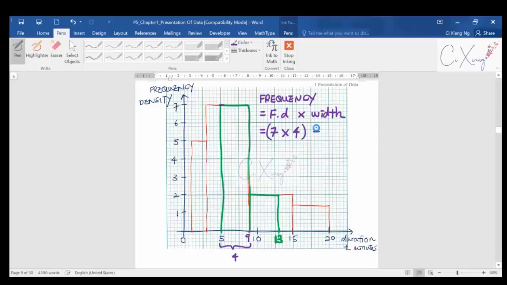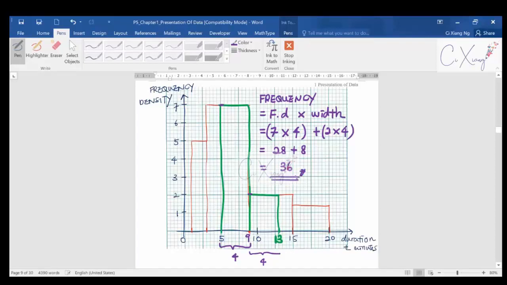And after that, you plus. Plus what? Okay, so the second bar. So second bar, the height is what? The height is 2. Multiply with 9. Oh, sorry, it's 13 minus 9. You also get a width of 4. So eventually, what do you get? 28. Okay, plus 8. So the estimate value that is between 5 to 13 minutes is 6.